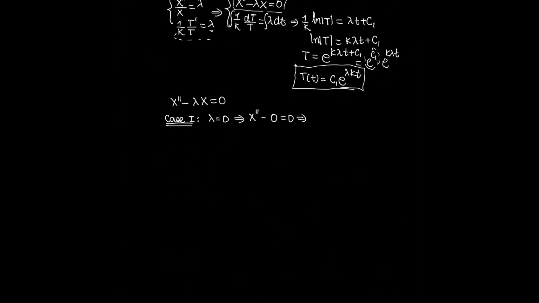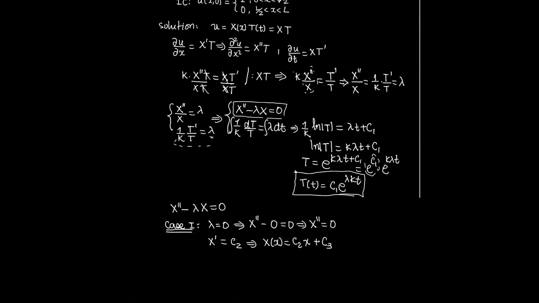Then I have X double prime equal to 0. Now I integrate once. The integral of 0 is one constant. I'm going to say C2 because I have C1 already. And now I integrate again. The integral of the constant C2 is going to be C2 x plus another constant, C3. Now I need to find these constants, C2 and C3.